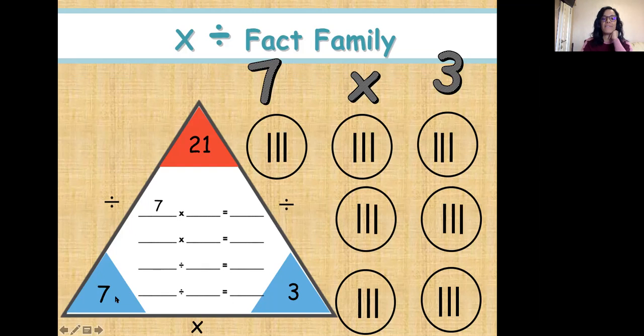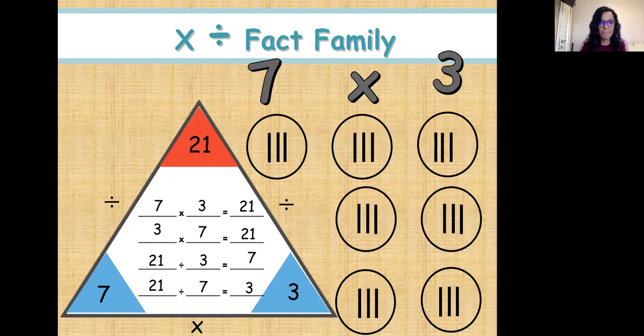And I can go ahead: 7 times 3 equals 21. 3 times 7 equals 21. What do I need to start with now? The number 21 divided by 3 equals 7. 21, because I already put 3 here, I need to do 21 divided by 7 equals 3, okay?